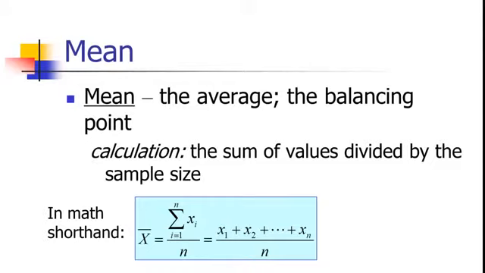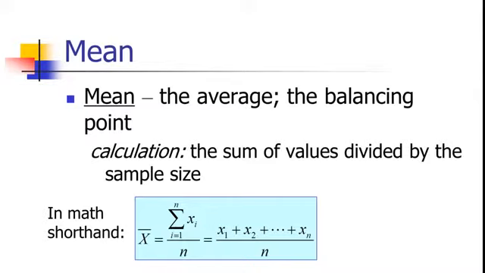I also want to show you the mathematical shorthand, the mathematical symbols that we use to represent the calculation of a mean. I'll be using some of these symbols in this class, so it's helpful for you to be comfortable with these. So how do we calculate a mean? It's very easy. We add up all of the values and we divide by the sample size. Again, probably many of you have calculated many of these in your life.